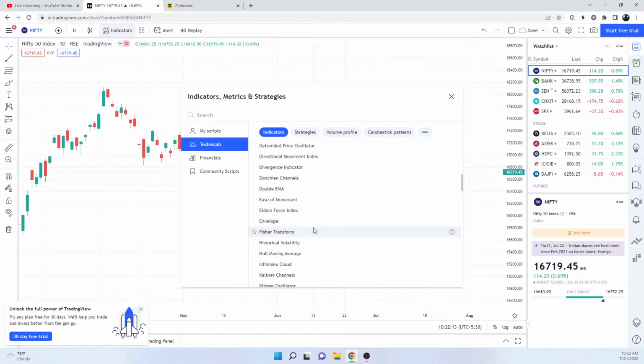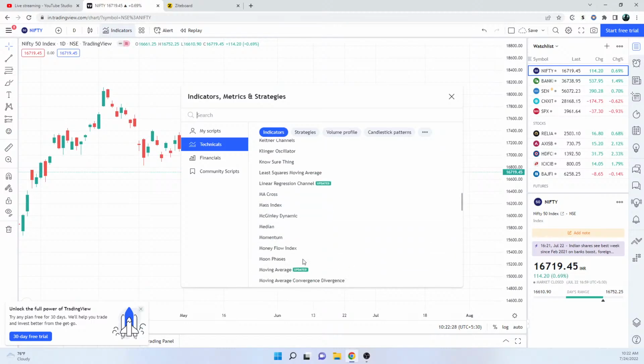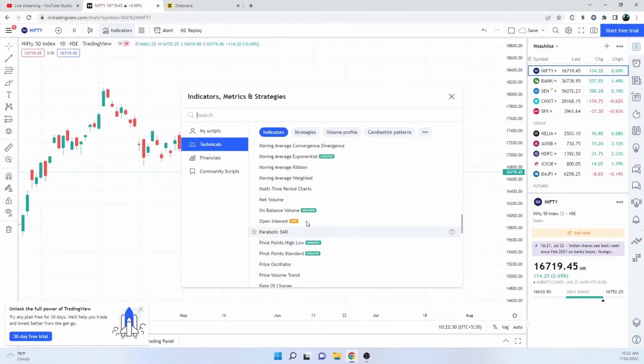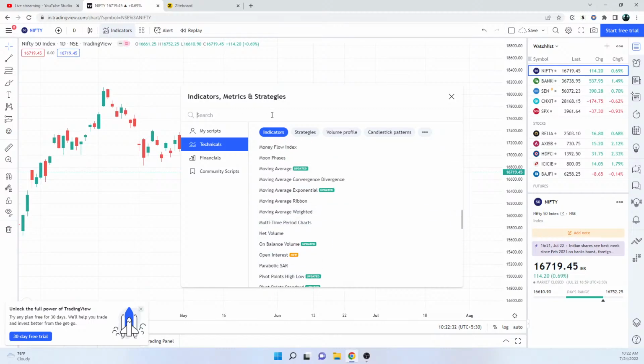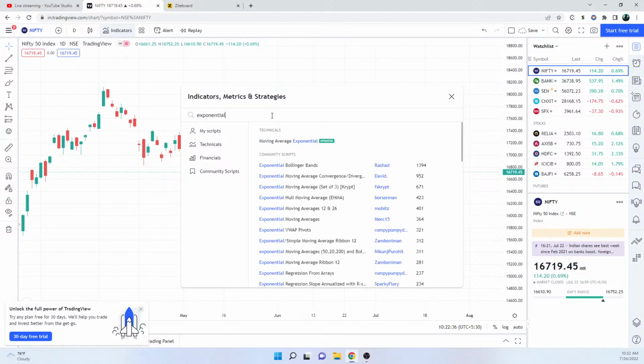Basically they are exponential moving averages, simple moving averages, and other things. There are also volatility indicators, volume indicators, and other things. Okay, so moving average. So we have moving average exponential.